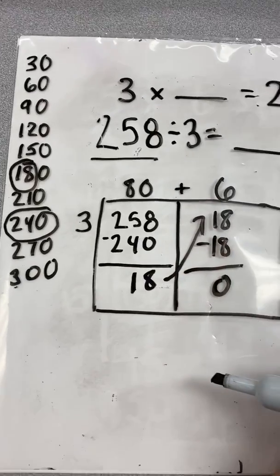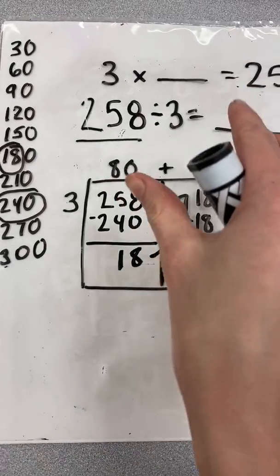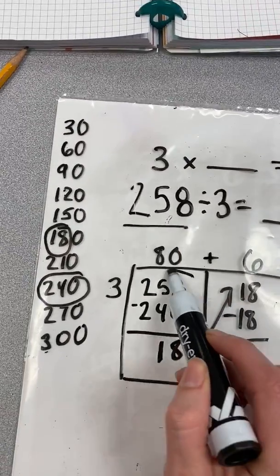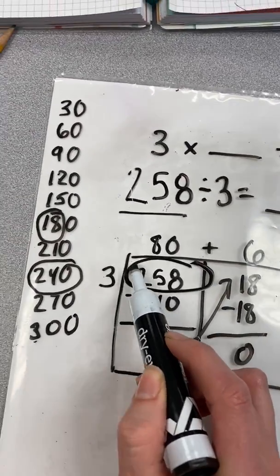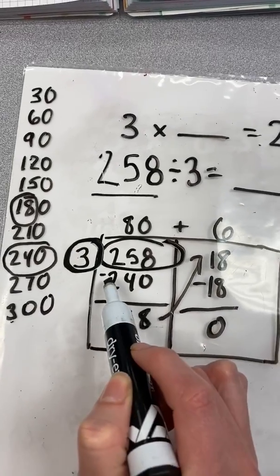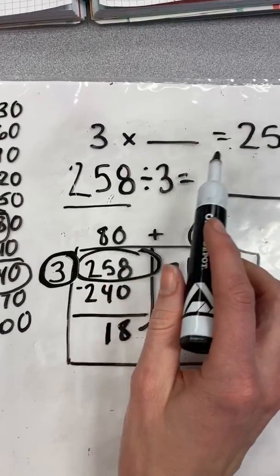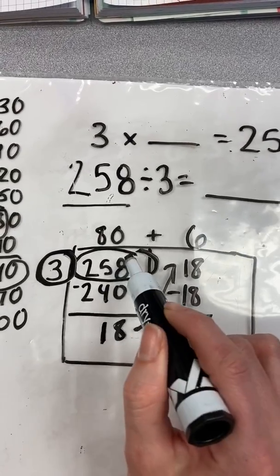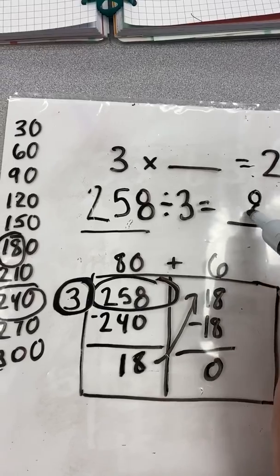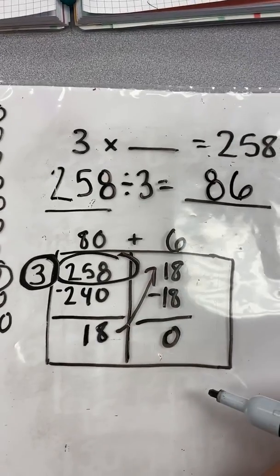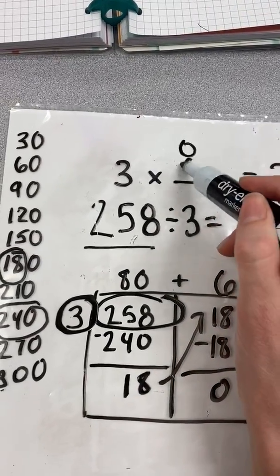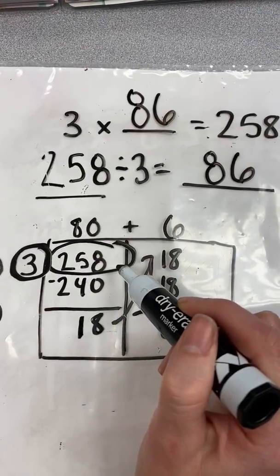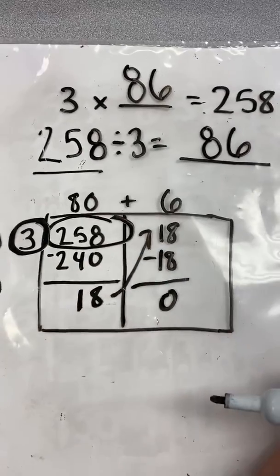So going back to our equations like we did with multiplication when we were trying to find the total, this time I knew the 258, which was here. And I knew the 3 that I was dividing it by. I needed to figure out what times 3 was 258. And so that answer is right up here at the top, and that's 80 plus 6. So my quotient is 86 because 3 times 86 would equal 258. So 258 divided by 3 equals 86.